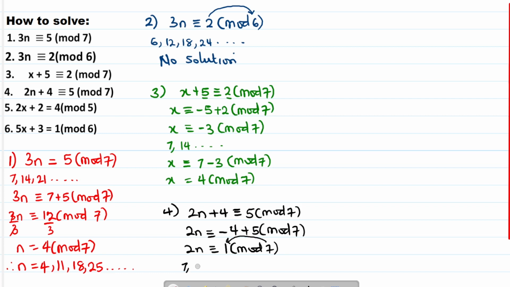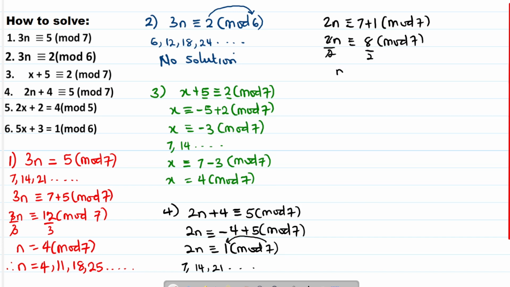So multiples of 7 again are 7, 14, 21 and so on. Again, I'm using the lowest multiple of 7. That will give me 2n is congruent to 7 plus 1 mod 7. So 7 plus 1 will give me 8. So I'm going to have 8 mod 7. Therefore, divide both sides by 2 again. We will have n is equal to 4 mod 7. So again, our solution to this problem is n is equal to 4. Other possible solutions would be 4 plus 7, that's 11, 18 and so on.